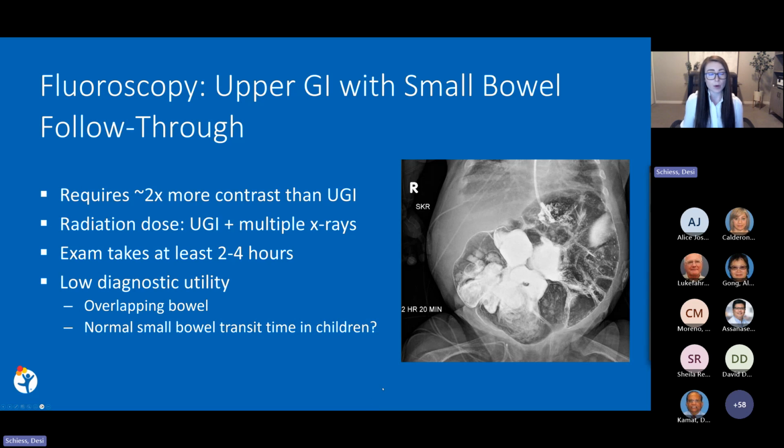This can take 2 to 4 hours in most patients, but sometimes longer in patients with dysmotility. So when outpatients come in for this exam, they're usually spending half a day in the radiology department. The small bowel follow-through is also generally of low diagnostic utility because there are multiple overlapping loops of bowel, such as in this example. Also, we don't really know what the normal small bowel transit time is in children. So although this exam does produce some quantitative information, it may be difficult to understand its significance.